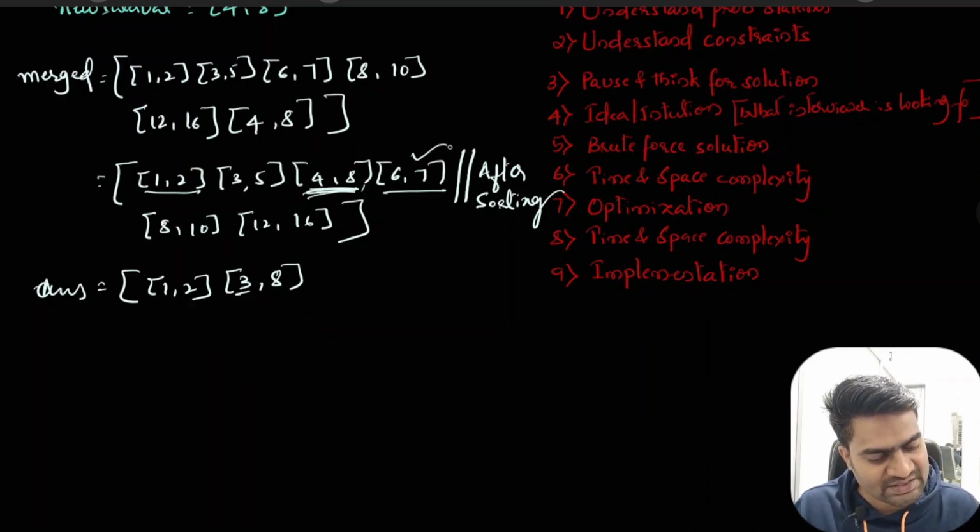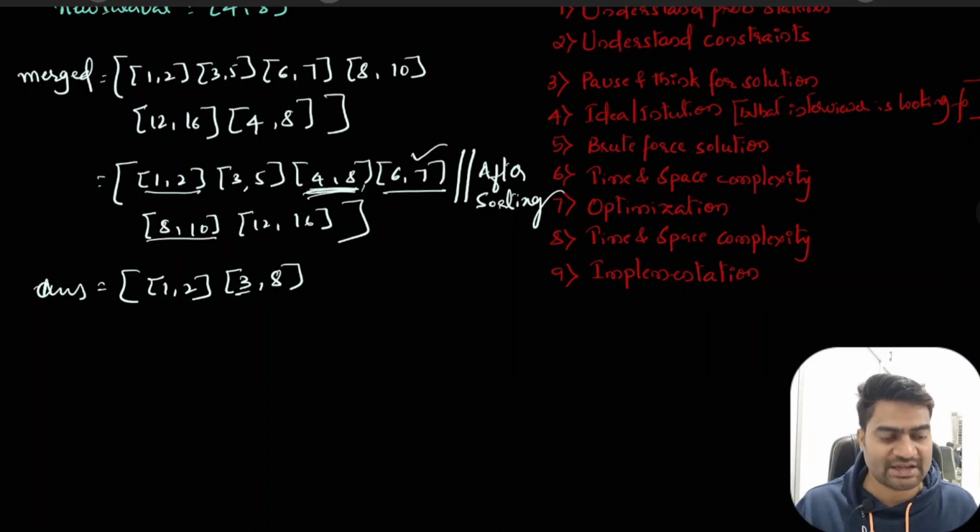Now I processed this. Next I will take 8, 10. So 8, 10 again it overlaps because the last value here from the answer array, this 8 and this 8 are same, correct, right?